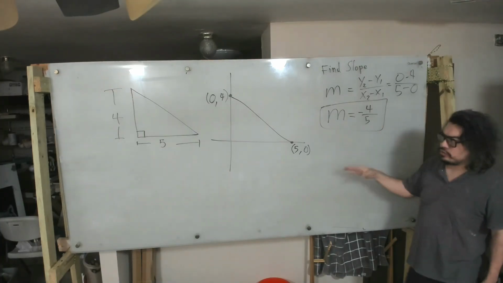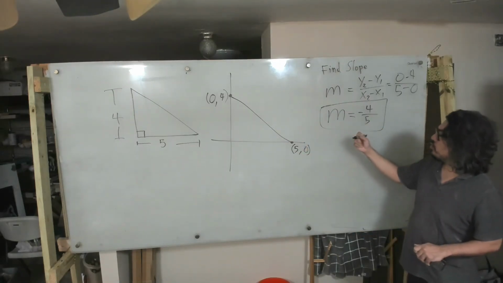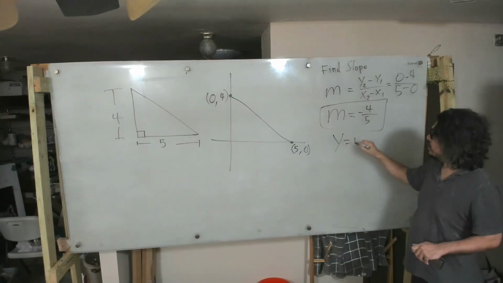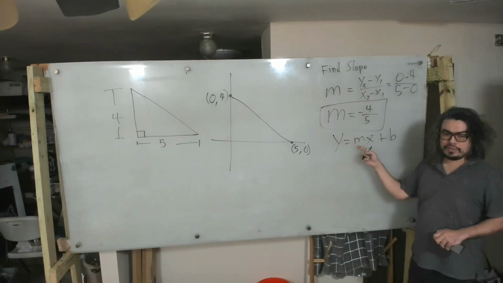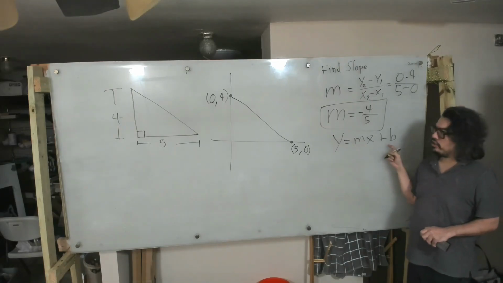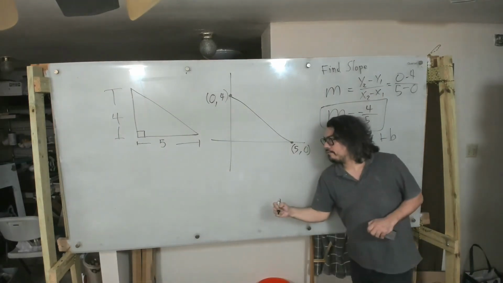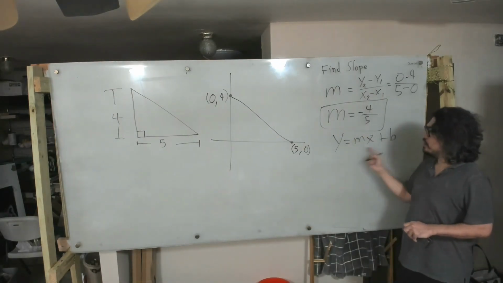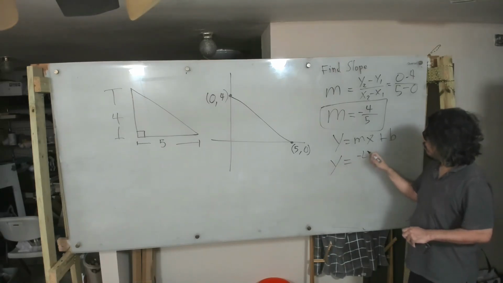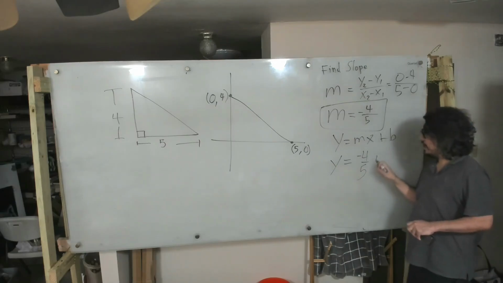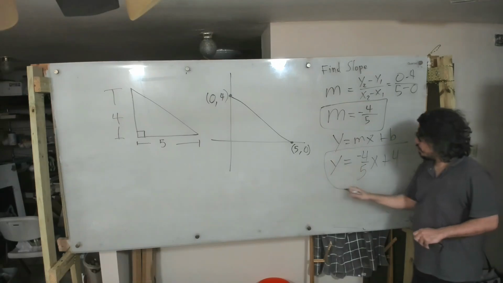And so now what we're going to do is make the equation of the line through these points. You all know the equation, and I know you do, that y equals mx plus b, where m represents the slope and b represents the y-intercept. We can see here that our y-intercept is 4. So we can very easily just use this equation. So y equals negative 4/5, the slope we just found, x plus 4. So this is our equation.